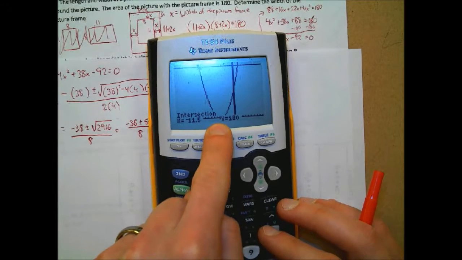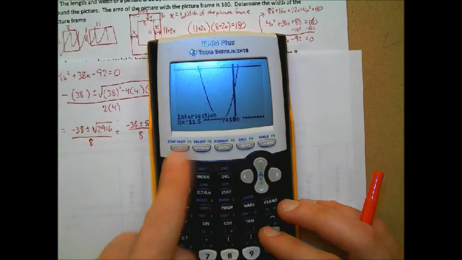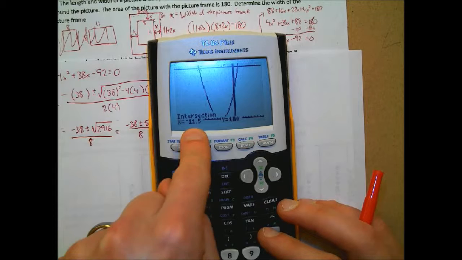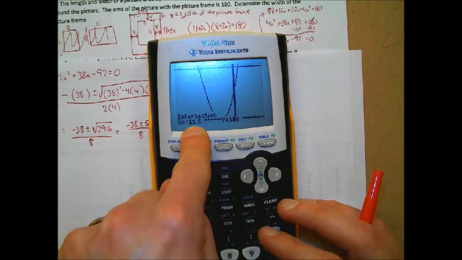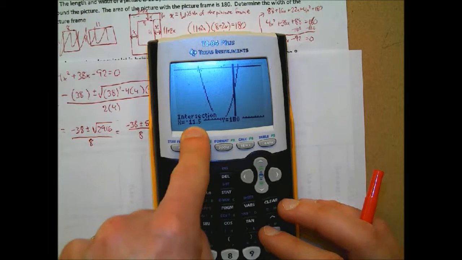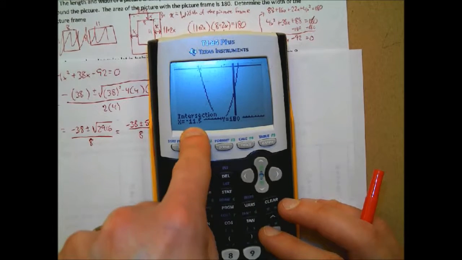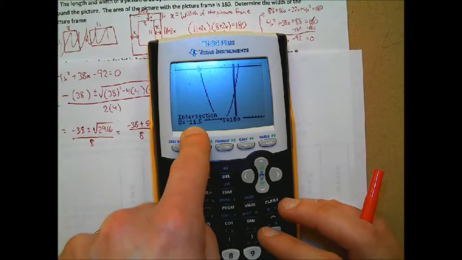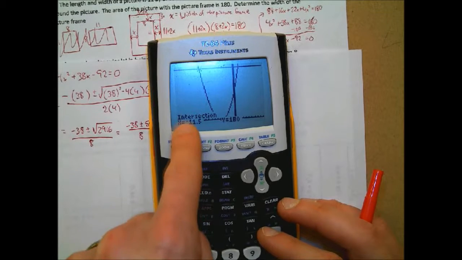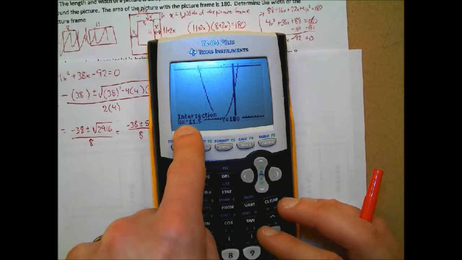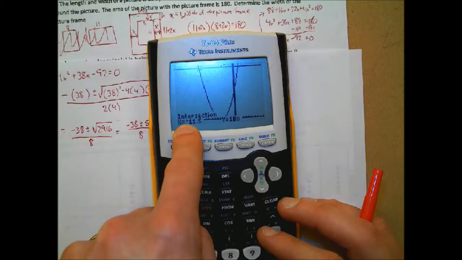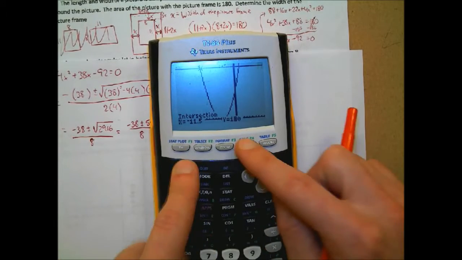Okay? Wait, what setting do you do to have that? Second trace, intersect. There we go. So, one answer, negative 11.5. But do we want to use negative 11.5? Do we want this as an answer? Does negative 11.5 make sense for our answer for x? No. So let's find the other point of intersection.